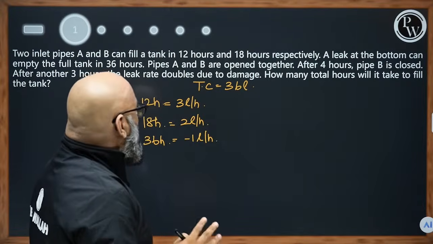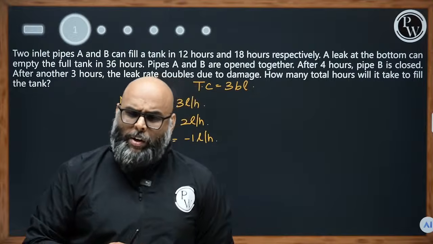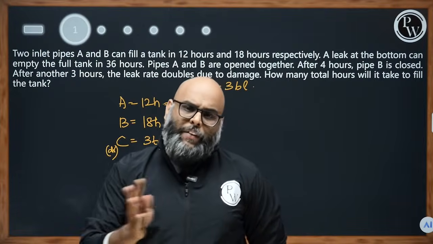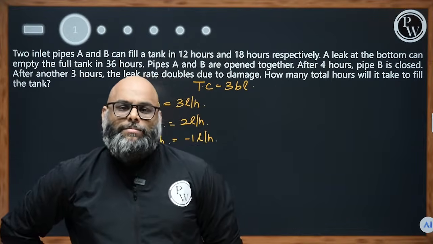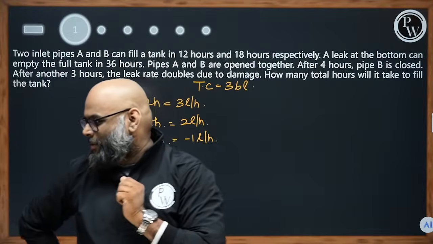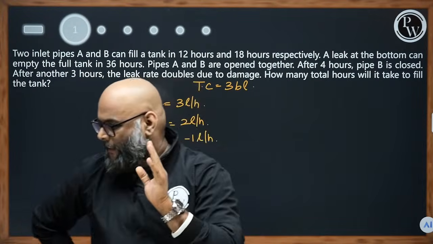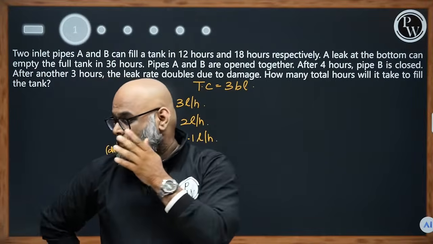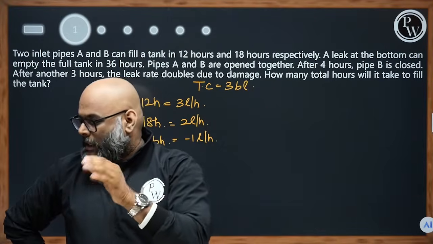Pipes A and B are open together. Now, sometimes in the question you make an inference here. Was the leak open or not? Think about this. Was the leak open? Pipes A and B are open together. That's given. It says there is a leak. Was the leak open or was it shut at the beginning?